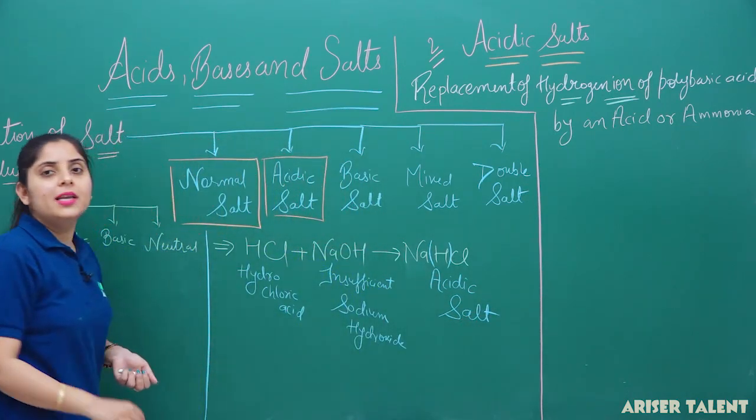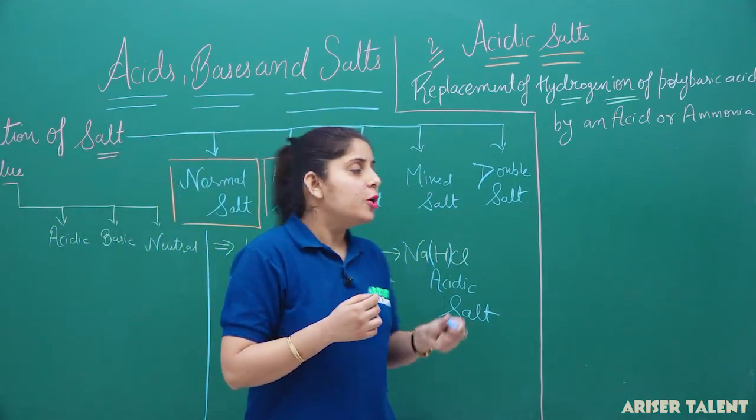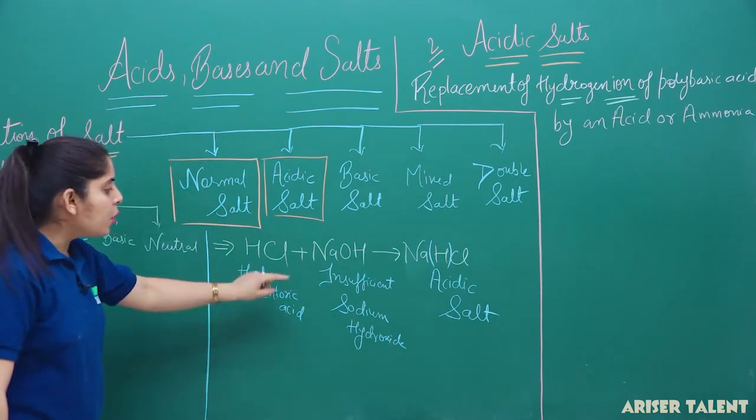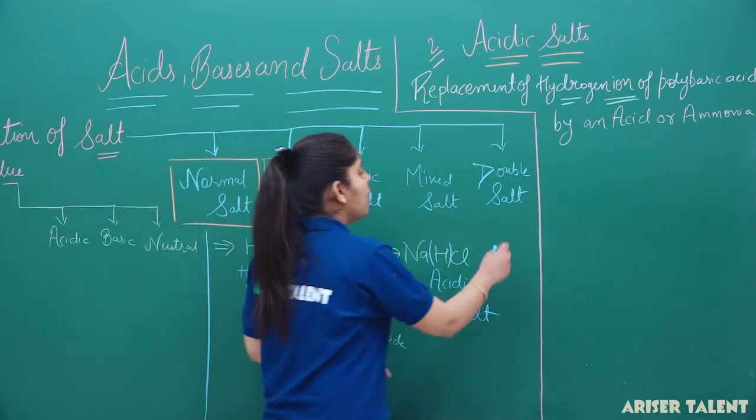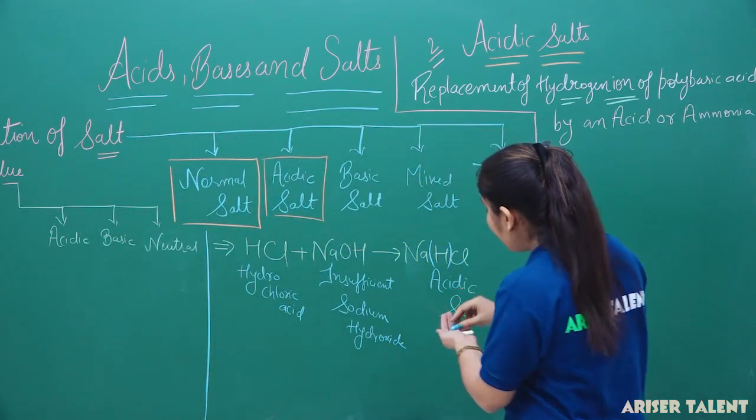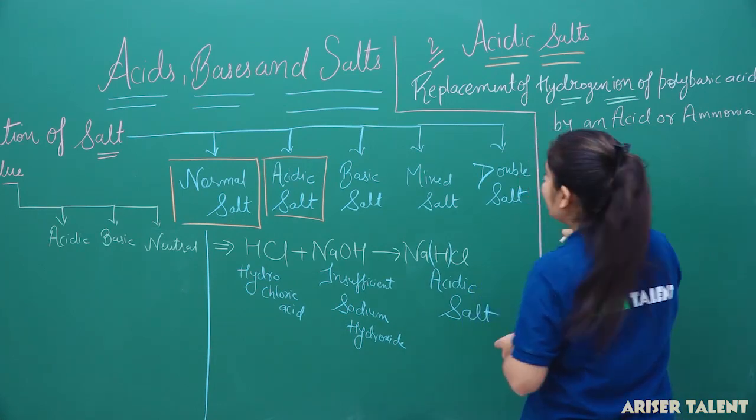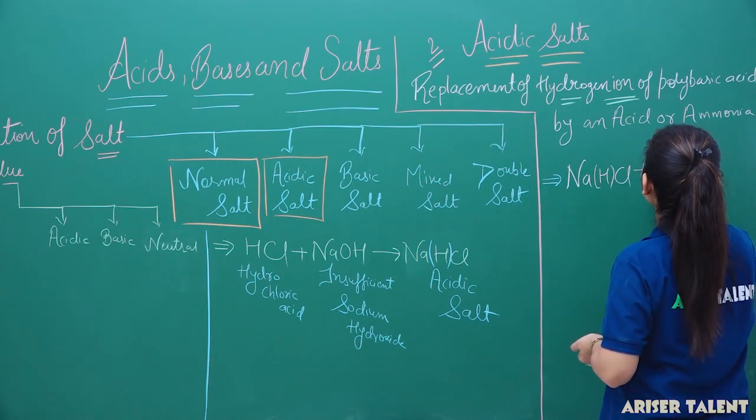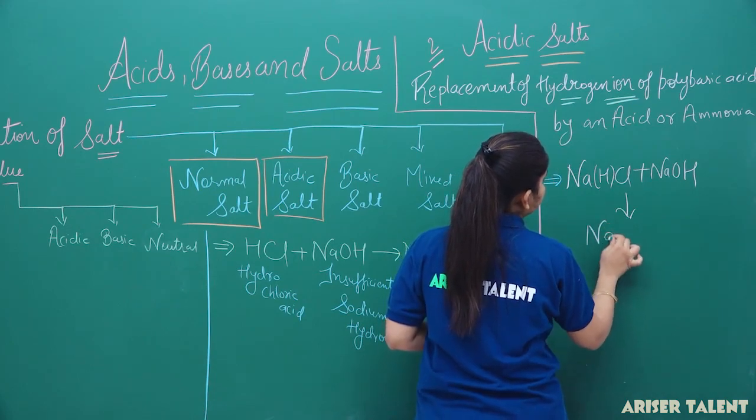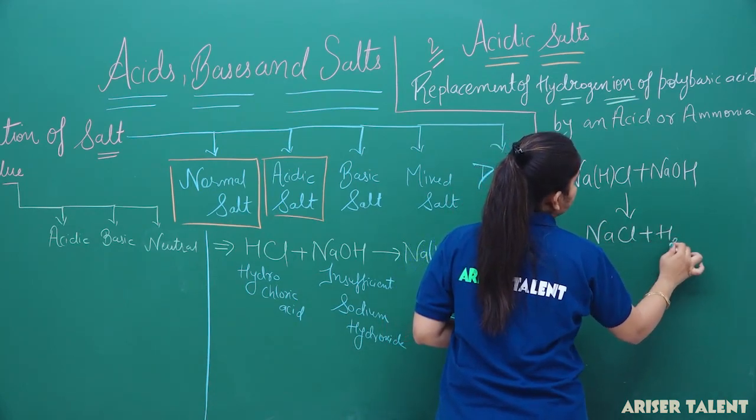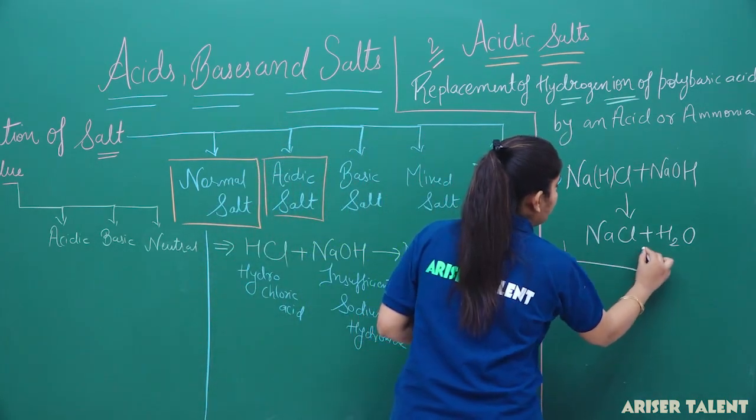Now what are we doing in our next step? In our next step we will do a further reaction with NaOH, because in the presence of insufficient sodium hydroxide we have got an acidic salt. In our next step we are reacting this acidic salt again with NaOH. On reacting, what will we get here? We will get NaCl plus water. So this is the acidic salt and this is our normal salt.